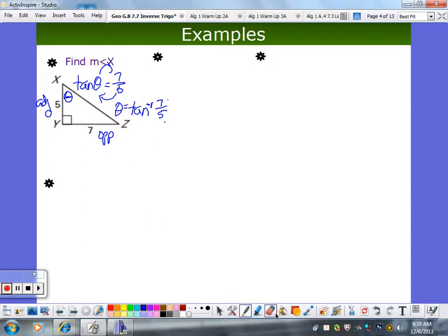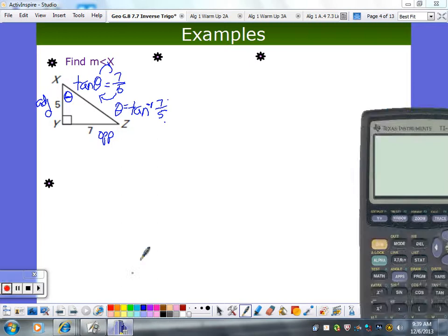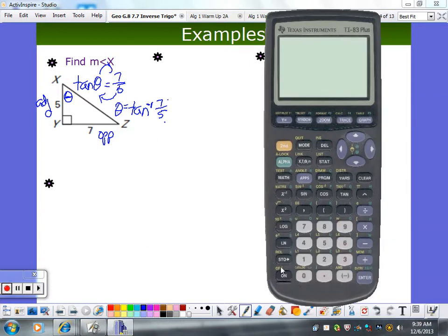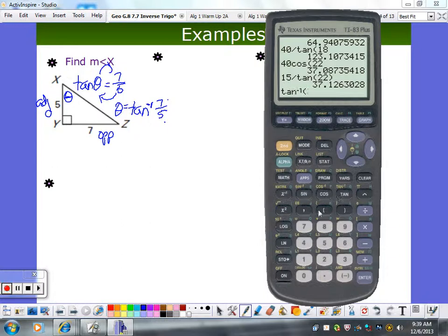And then how do I find that? I go to my calculator, turn it on, press the second key, and then press tangent. The angle whose tangent is 7/5. Type it in, 7 divided by 5. The angle whose tangent is that, what angle could that be? 54.5 degrees approximately.